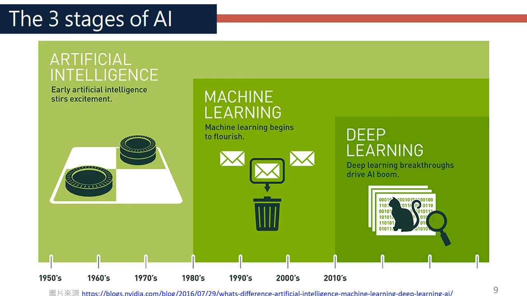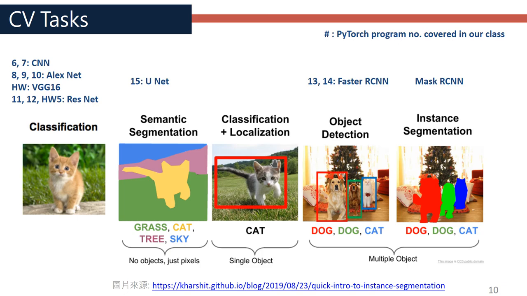And I will skip these three stages of AI, and I will talk about them later in class or in our meeting. Okay, so the first, actually the most important thing for deep learning-based AI is computer vision. In our lab, we have already implemented a lot of deep neural networks for computer vision, from classification to semantic segmentation, where we want to label or classify at pixel level.